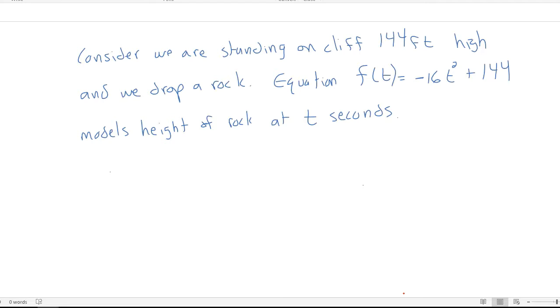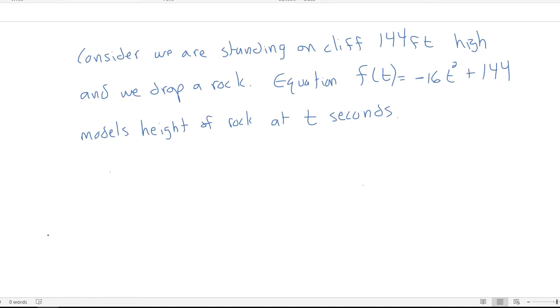So let's consider we are standing on a cliff that is 144 feet high, and we drop a rock. The equation that would describe the height of this rock would be negative 16t squared plus 144. And that models the rock after t seconds. Now in a physics class, we would talk about Newton's laws of motion, acceleration of gravity, and how to develop this equation. Actually, in fact, later in this Calc 1 course, we're going to also develop or derive that equation. But for the moment, let's just take the equation as given.